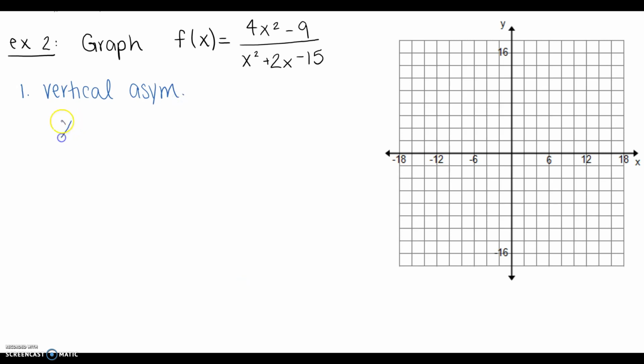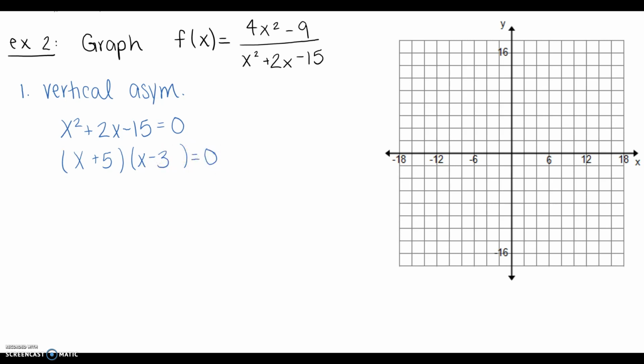So to find our vertical asymptote, we need to set the denominator x squared plus 2x minus 15 equal to 0 and solve. This is a quadratic, and luckily there's no leading coefficient. So we can just ask ourselves what multiplies to negative 15 and adds to 2. That's going to be x plus 5 times x minus 3.